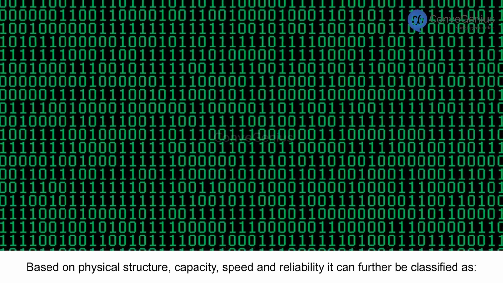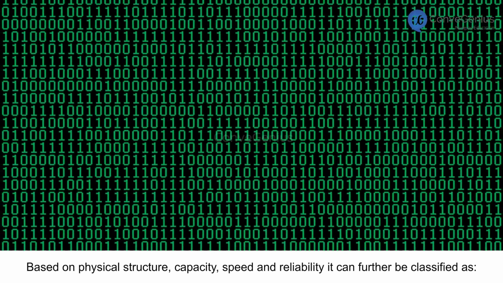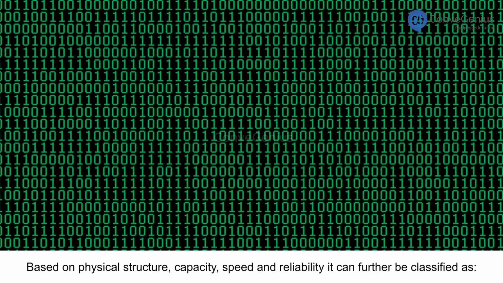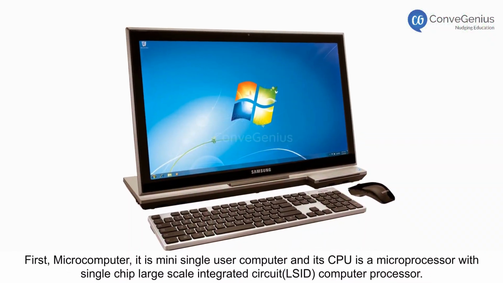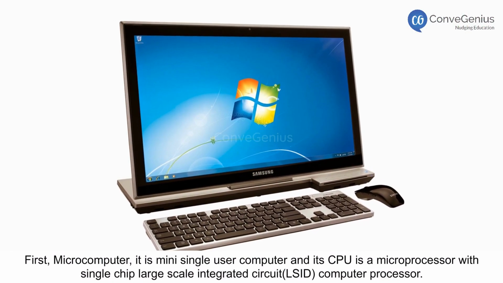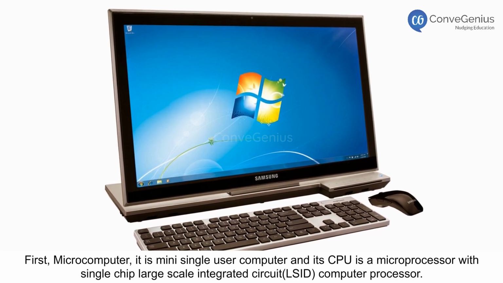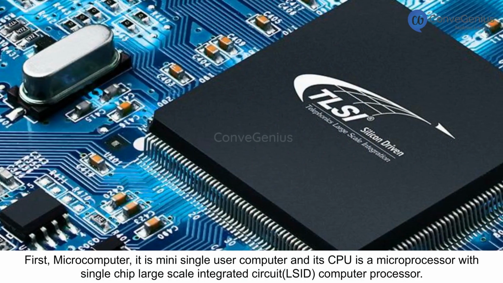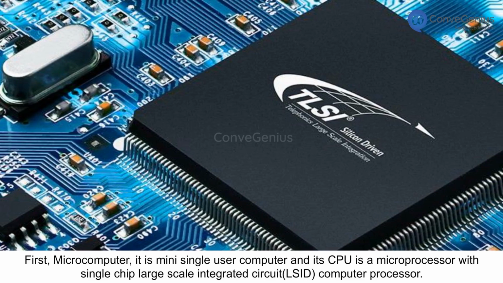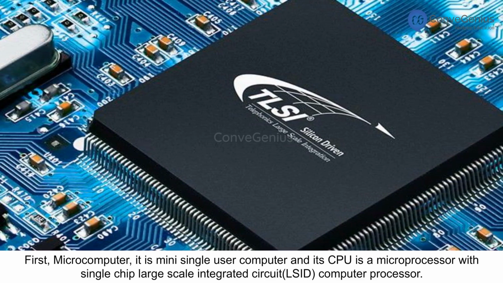Based on physical structure, capacity, speed and reliability, it can further be classified as: first, the microcomputer. It is a mini single-user computer, and its CPU is a microprocessor, a single-chip large-scale integrated circuit, LSI, computer processor.